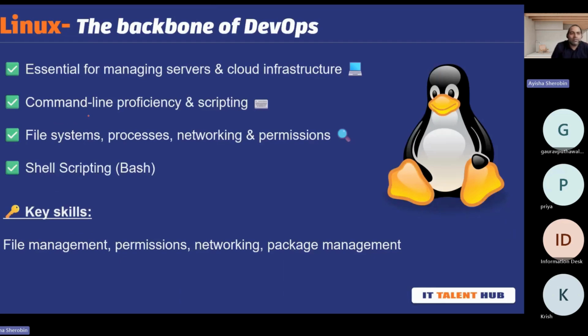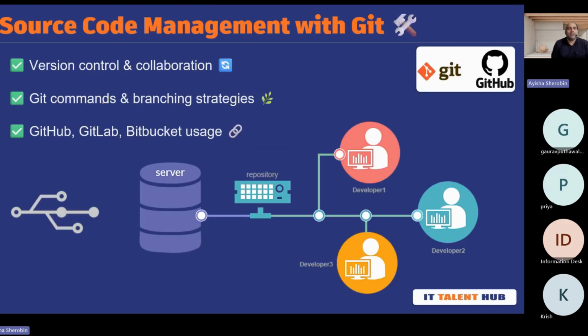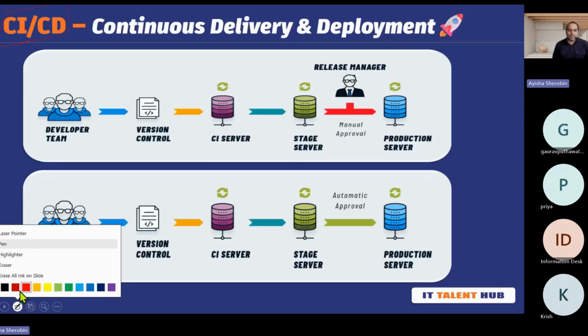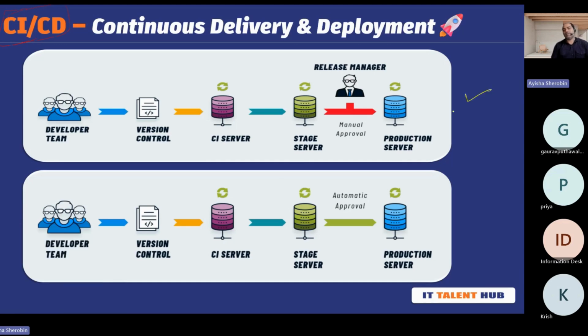Now this is about Linux and source code, which we have just discussed. So these are called CI/CD pipelines. As a DevOps engineer, our responsibility is to build this kind of pipelines. So what is the full form of CI? CI is nothing but continuous integration. What is CD? CD is nothing but continuous delivery or deployment.